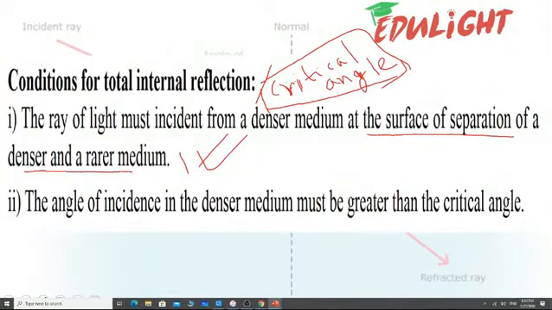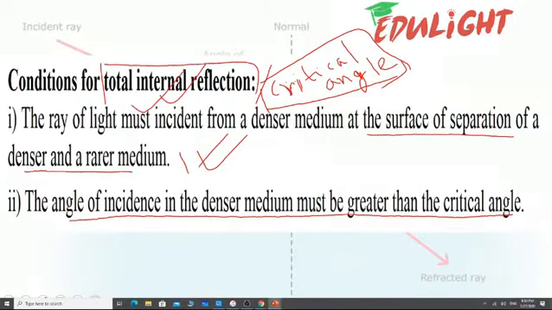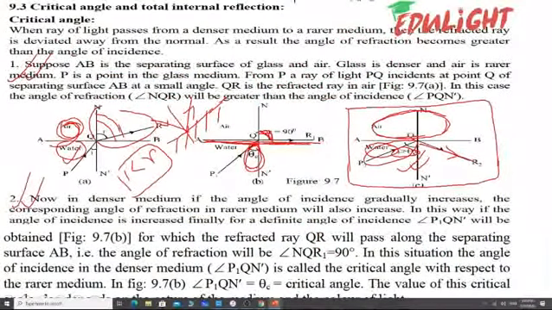Okay, and at the same time we also have to consider that the angle of incidence in the denser medium must be greater than the critical angle in the case of total internal reflection. It is only applicable for total internal reflection. The angle of incidence in the denser medium must be greater than what? The critical angle, that particular value, theta c, that you have read. This is the critical angle that was discussed in the book in a clear manner.